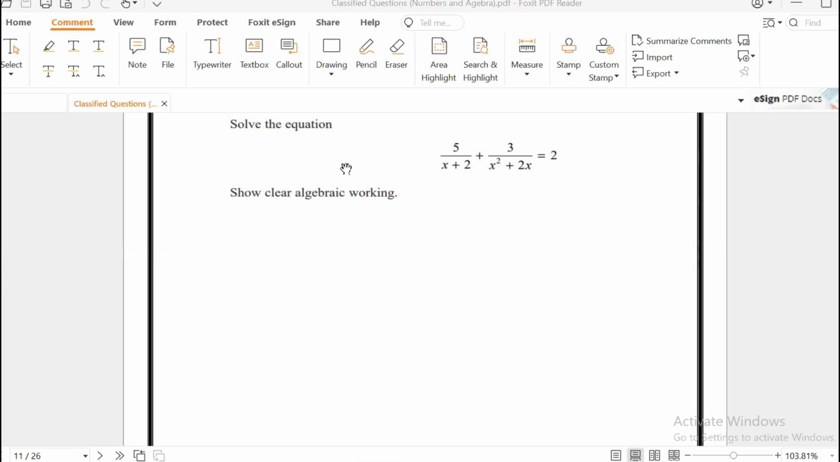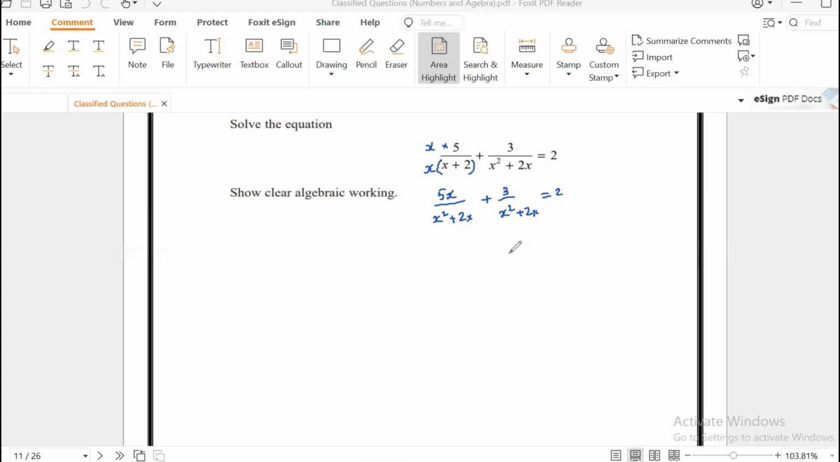Next question number is 23, which is again related to algebra. Solve the following equation. And this equation, you can see, 5 over x plus 2 plus 3 over x squared plus 2x is equal to 2. So I would suggest to make the denominator the same first. For that, I need to multiply the left side by x and here also x, so that this becomes 5x over x squared plus 2x plus 3 over x squared plus 2x is equal to 2.